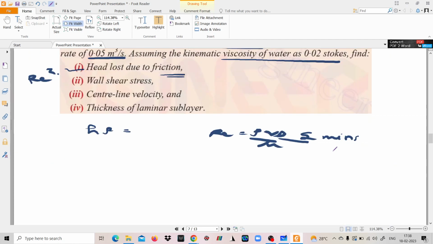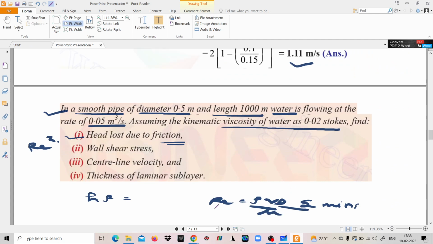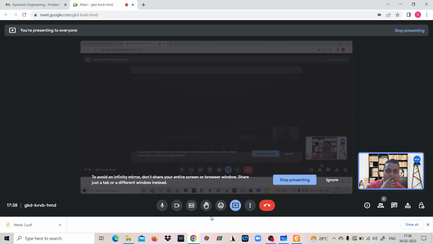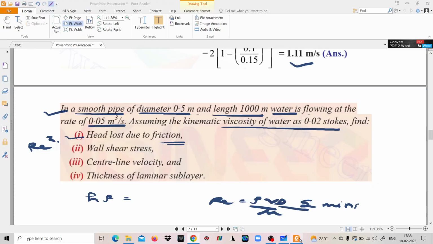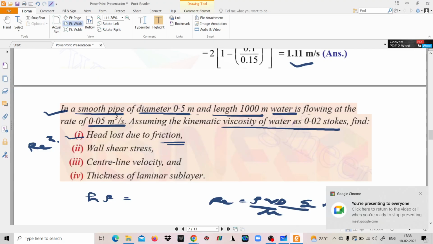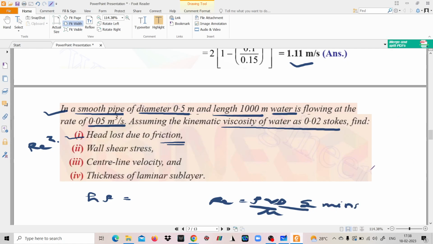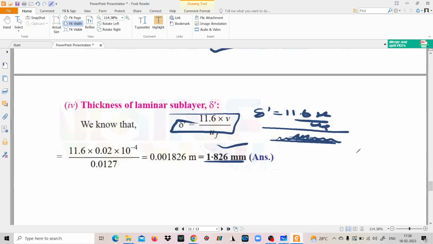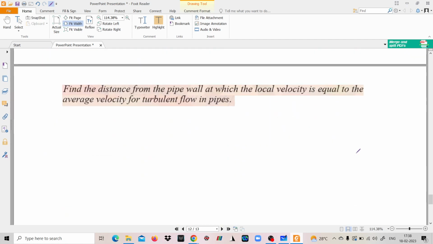So I hope this problem is clear. Any doubt? You can ask me, or you can even write in the message box. If there are no doubts, then I hope everything is clear and we can move to the next problem.